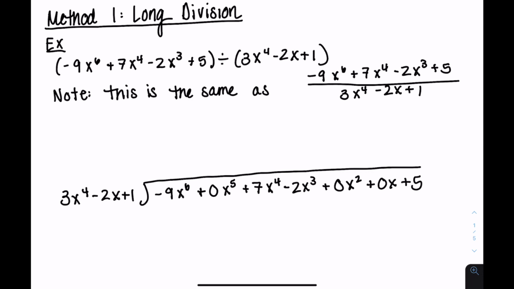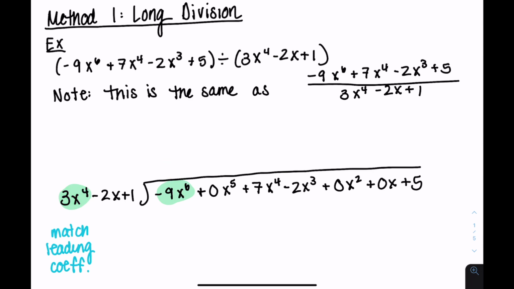So you want to put what you're dividing underneath your bracket, and then you're going to put the thing you're dividing by on the outside. And the whole goal is you want to match those coefficients. So I want to take this highest term we have, and I want to match the term right here. So this is going to be our process every single time. Match these two up. Well, to get 3x to the 4th to be exactly negative 9x to the 6th, I've got to multiply that by negative 3x squared. So negative 3x squared times 3x to the 4th will give me this 9x to the 6th.